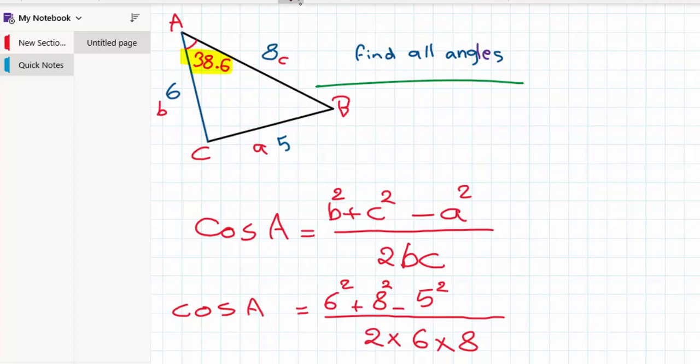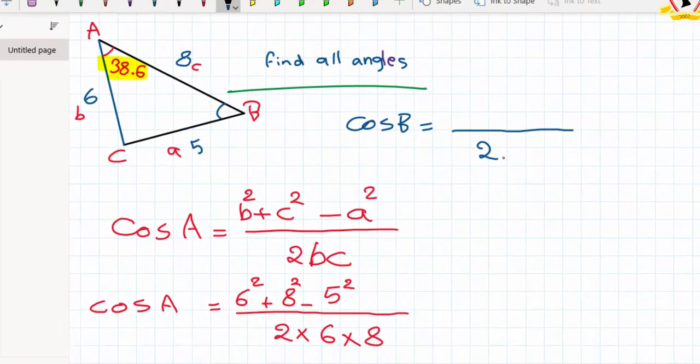Now let's get the second angle, angle B. To get angle B, we're going to follow the same idea, the same rule, but this time we write it for cosine B. See how it works for B. We need to find angle B, so cosine of B is equal to, here is B, B shouldn't come up here, to AC. There is no B. B is here, so B must be behind the negative, B squared. What's remaining here is A and C.